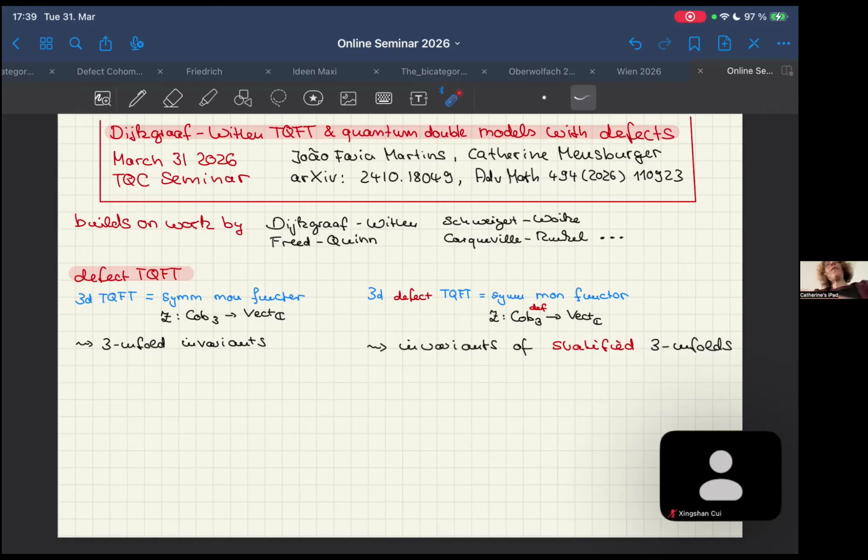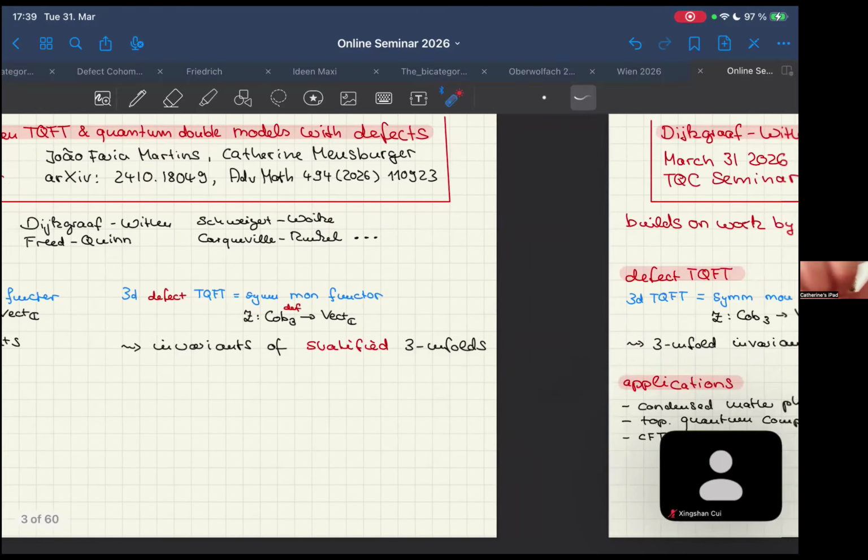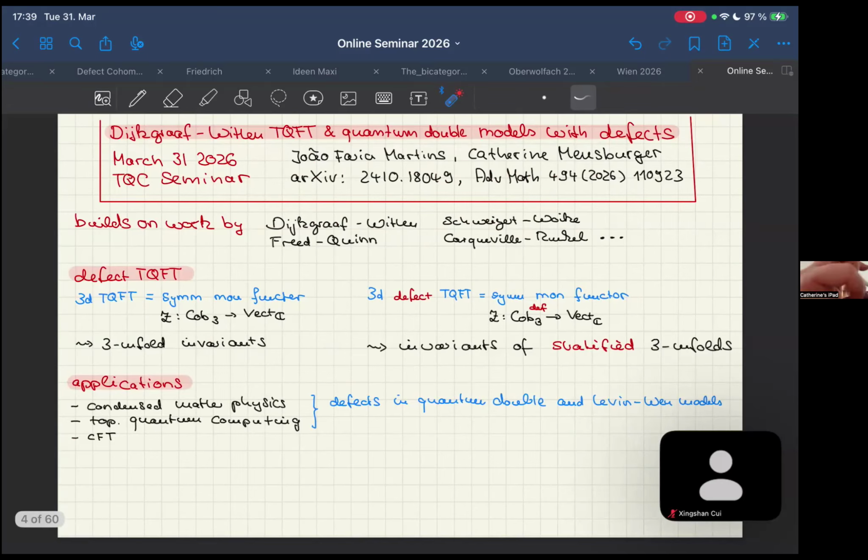And if one considers a closed manifold with stratification, then this cannot be expected to just give an invariant of a manifold, but it should give an invariant of a stratified 3-manifold. Okay, so why is this of interest? It's of interest, among other things, because of applications. So one thing one can do is apply this to condensed matter physics or topological quantum computing. And then one gets a description of defects in quantum double models and in Levin-Wen models.